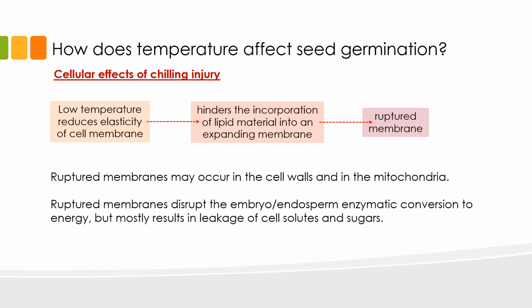Under cold conditions, the reorganization becomes slow because the membrane loses flexibility. When the membranes become rigid, it will be difficult to incorporate new lipids to support the expansion of the membrane. This results in lesions or breaks in the membrane, which in turn exacerbates or worsens leaking of solutes out of the cell. In addition, the ruptured membranes disrupt the enzymatic conversion of stored reserves to energy. All this results in poor germination.